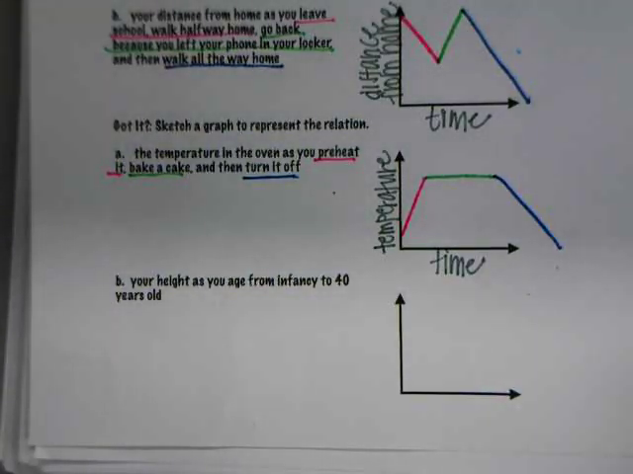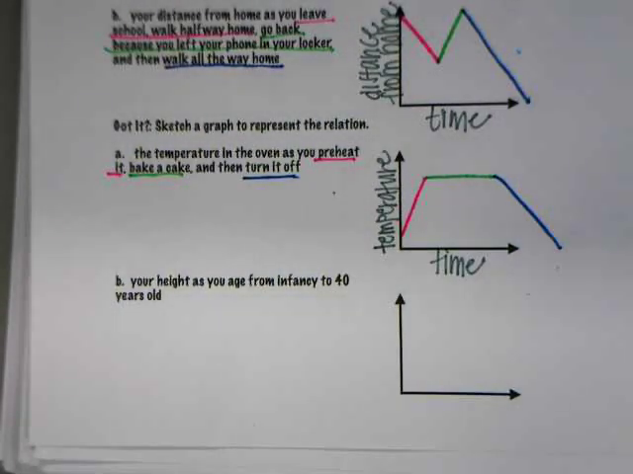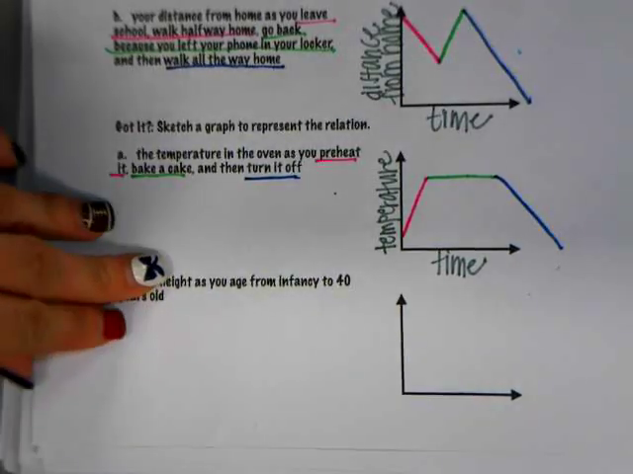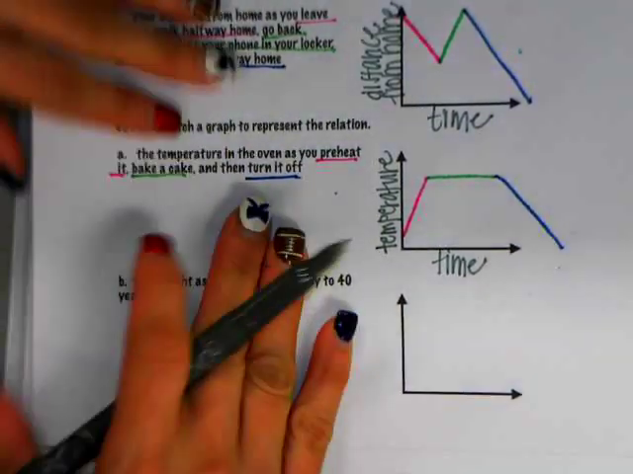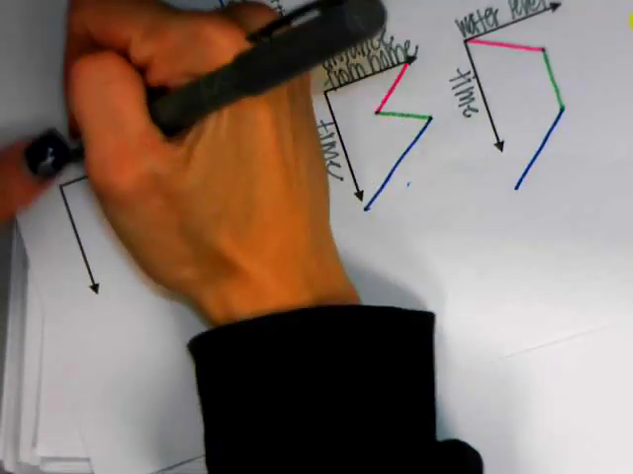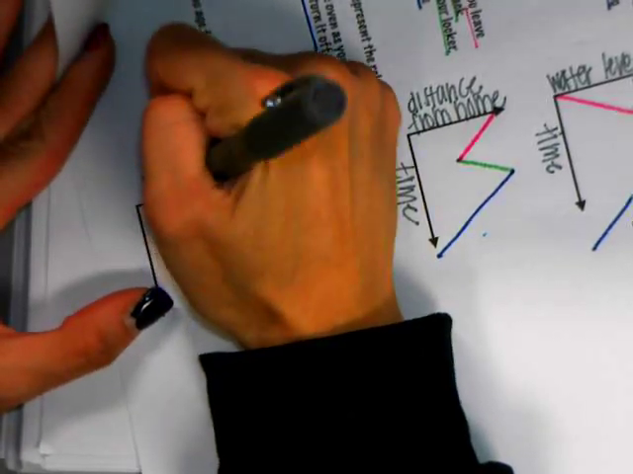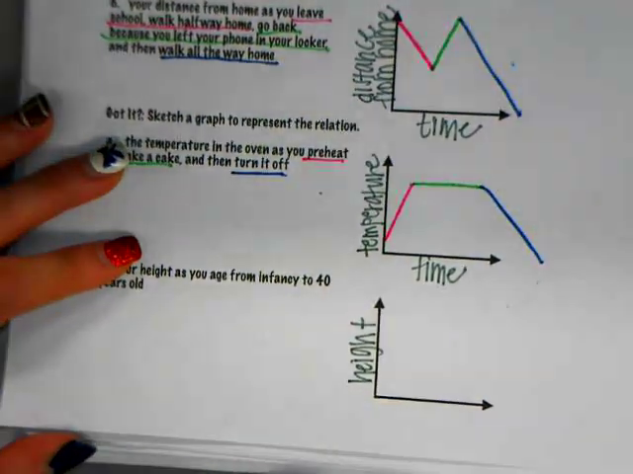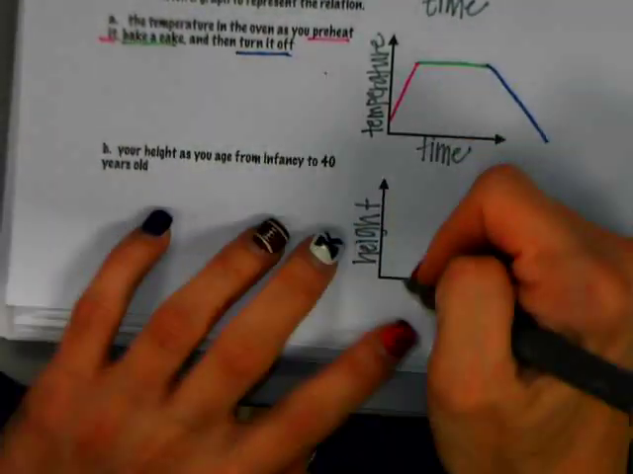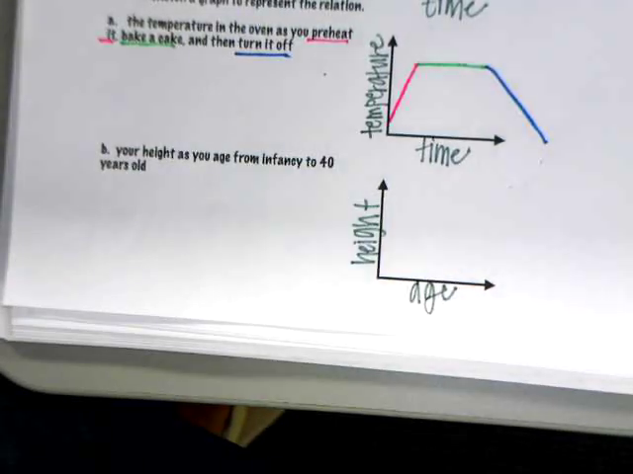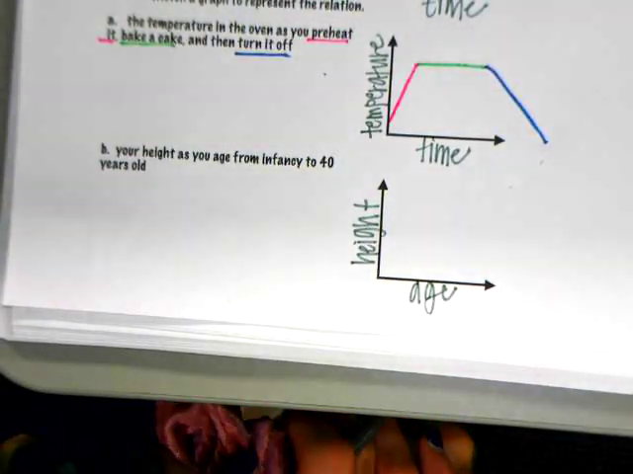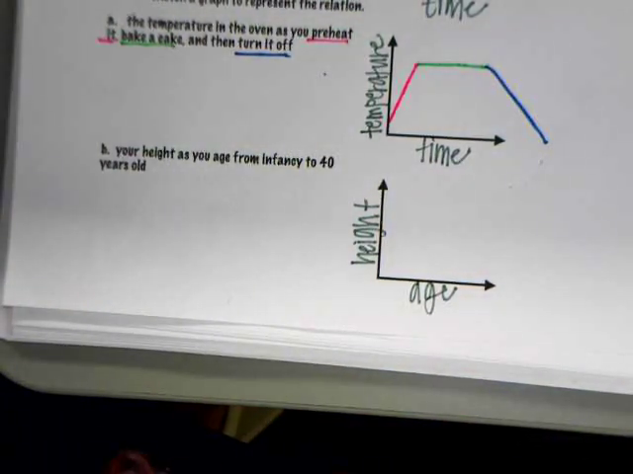Make sense? Cool. And then the last one, your height as you age from infancy to 40 years old. This one's a little different. So what am I measuring? Right. You're measuring your height, right? And then what would you label the bottom as? Any one of those, I would just do your age. And this one's kind of hard to color coordinate because it's not like a specific event's happening. It's just kind of like a process.